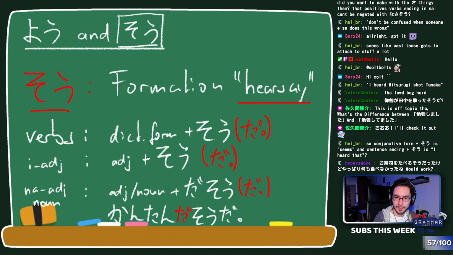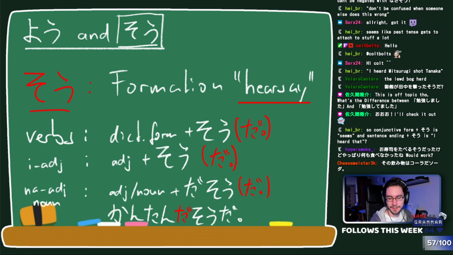お寿司を食べるそうだったけど、やっぱり何も食べなかったね would work. Yes, it could work. I'm trying to think what situation that would fit. It's kind of weird, but let me think, I guess you could say it. What would that mean? It would mean that I was told they're eating sushi, but after all, they weren't eating anything. Something like that. その飲み物、コーラだそうだ。It's actually coffee though.